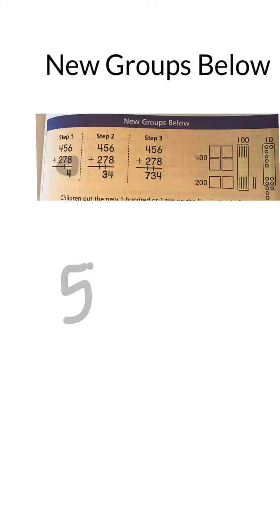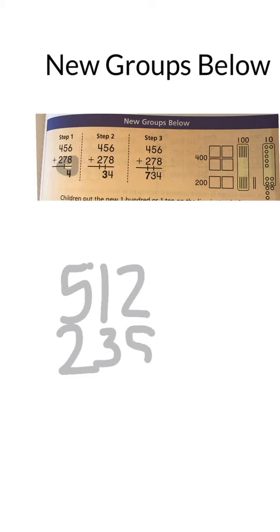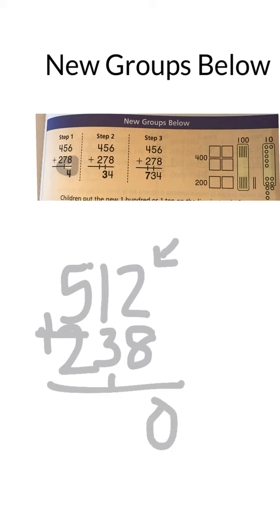If I was going to add 512 plus 238 to show the totals, new groups below, I'll start with the ones. So 2 plus 8 is 10. I put the new 10 below. 1 plus 3 plus 1 is 5. And then 5 plus 2 is 7. 750.